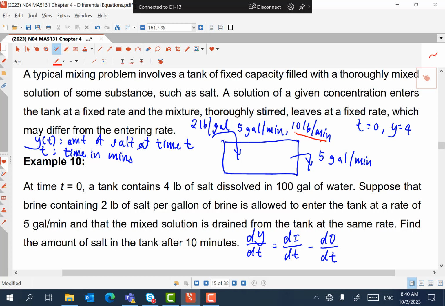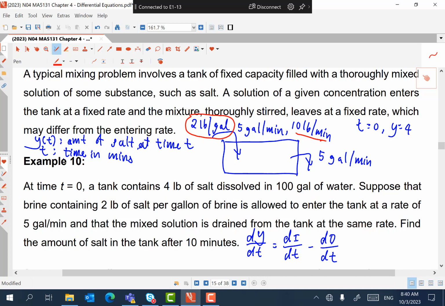But for the decremental rate, is there someone who can tell me what the decremental rate is? To do this, you must first and foremost try to write down the concentration. In the case of input, the description tells us that the concentration is 2 pounds per gallon. How about in the case of output? What do you think is the concentration of the solution that's being pumped out? How much salt per gallon?